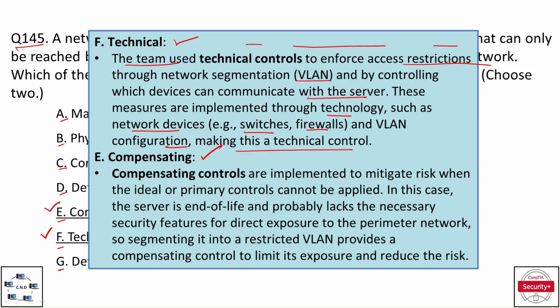Compensating controls are implemented to mitigate risk when the ideal or primary controls cannot be applied. In this case, the server is end of life and probably lacks the necessary security features for direct exposure to the perimeter network. So, segmenting it into a restricted VLAN provides a compensating control to limit its exposure and reduce the risk.